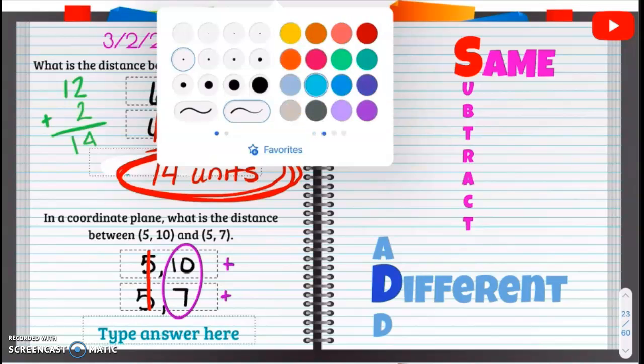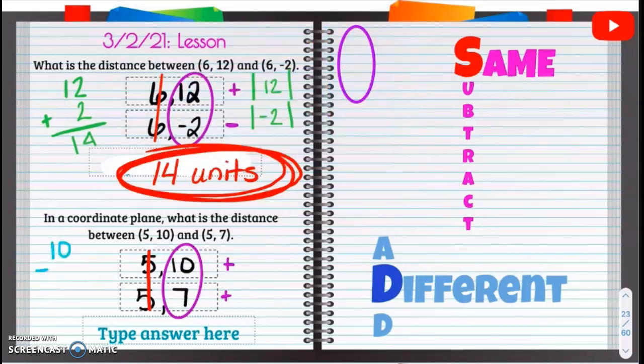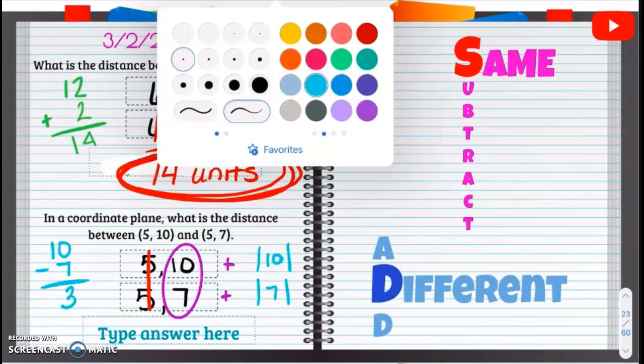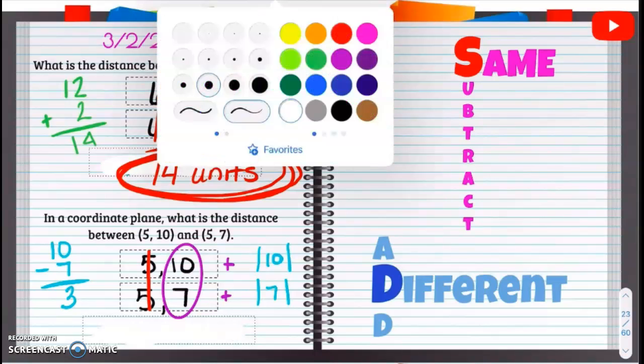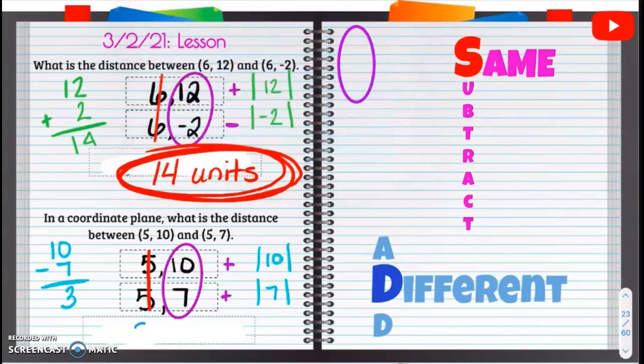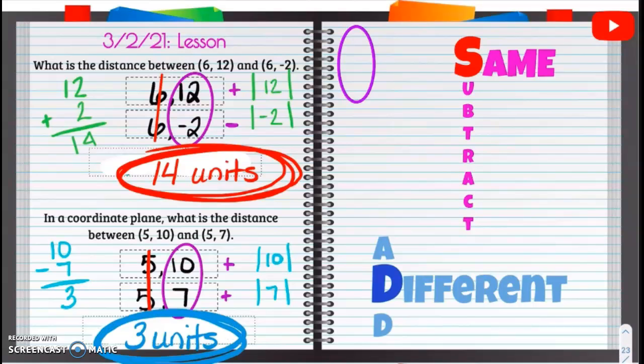So guess what? All we're going to do is 10 minus 7. So our absolute value of 10 is still 10. Absolute value of 7 is still 7. 10 minus 7, 3. So all that our answer is going to be is 3. 3, and then we'll put units. 3 units. And that's it for our lesson.